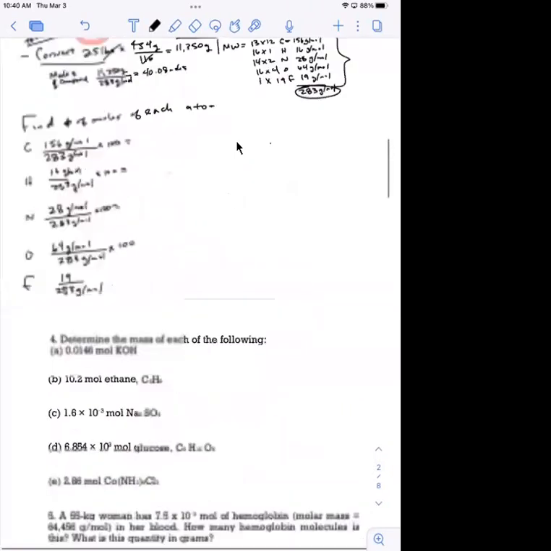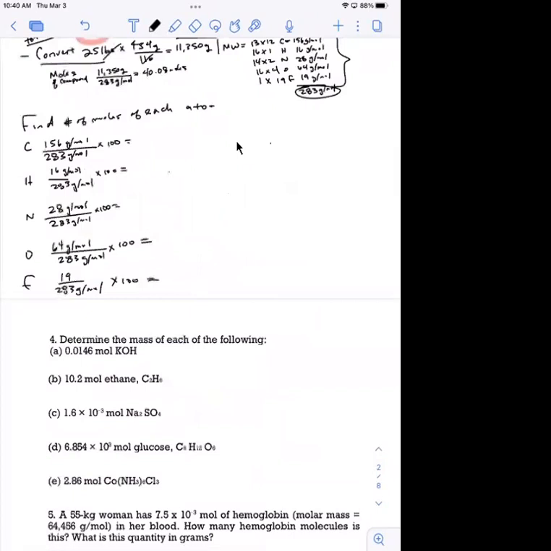Once we find these percentages, in this case, we could do the grams, which is fine, but we don't have to do that. That was just an additional step that I wanted to use so that we could figure out how many grams of each atom was present. Once we find these percentages, we can take the percentage and multiply it by the total number of moles. So let's do that.